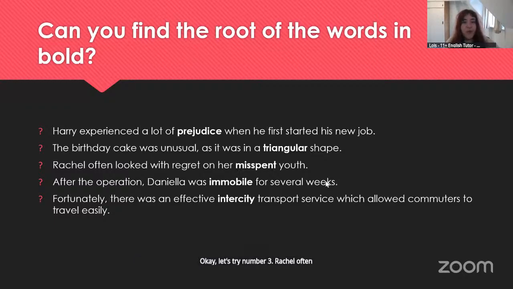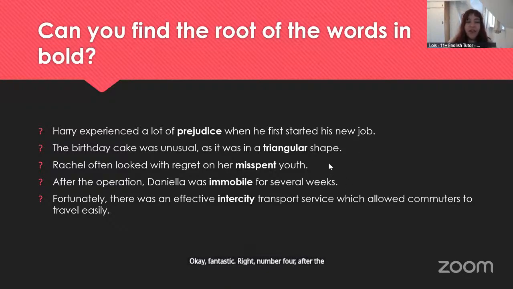Rachel often looked with regret on her misspent youth. Where is the root of that word? Which part is a word by itself? Okay, good. Yes. Excellent. Lots of correct answers for this one. You're right. It is spent because we've got the word miss, well, the prefix miss, suggesting like the opposite, or spent it badly. So yeah, excellent. So misspent youth, you used it unwisely. Okay, fantastic. Right, number 4.